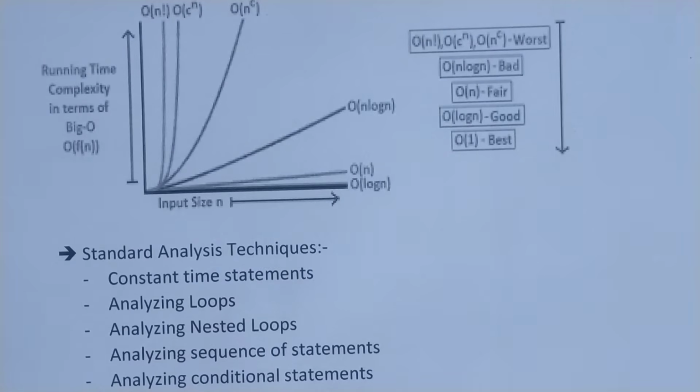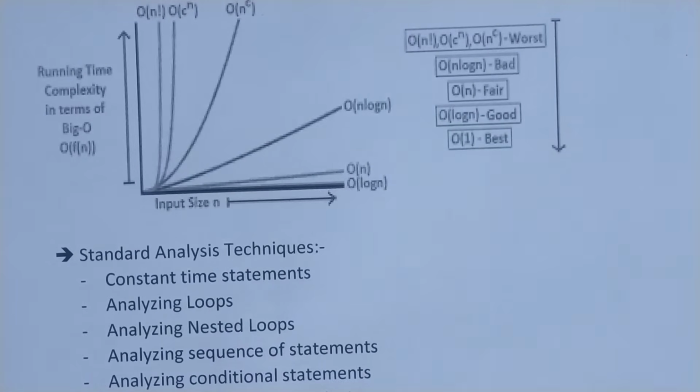Standard analyzing techniques for calculating time complexity are: first is constant time statements present in the program. Second is analyzing loops present in the program. Third is analyzing nested loops present in the program. Then analyzing sequence of statements present in the program, and last one is analyzing conditional statements present in the program.